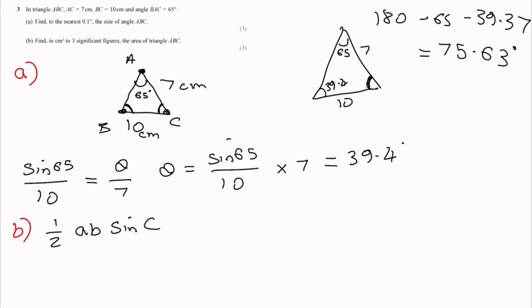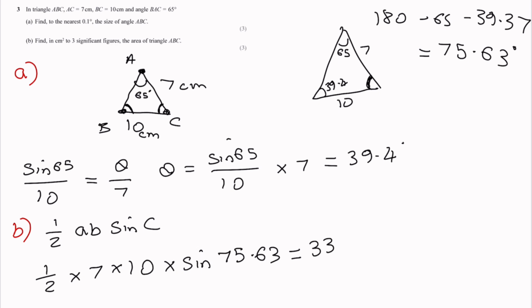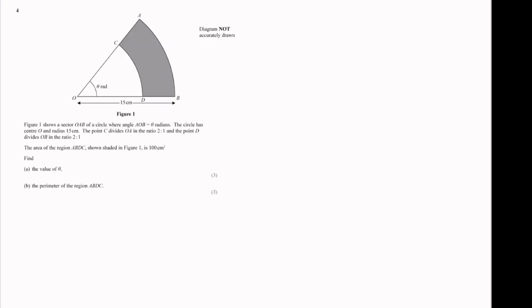So substituting into the equation, a half times 7 times 10, or 10 times 7, doesn't matter, times sine of the angle we just found, the angle between them, which is 75.63 degrees. And if you stick that in your calculator to 3 significant figures, we get 33.9.